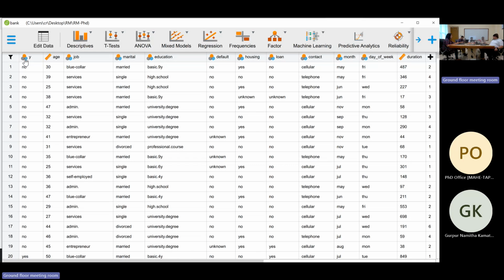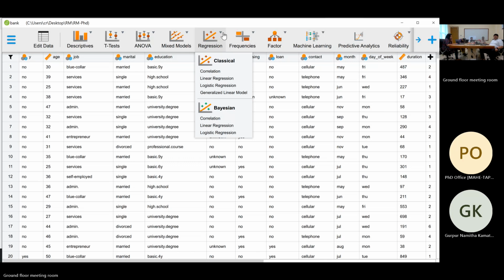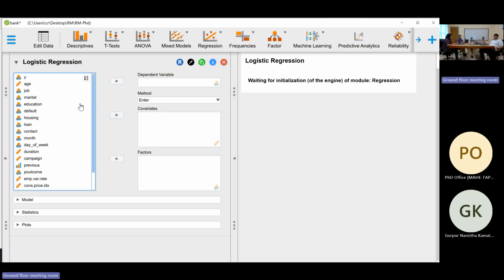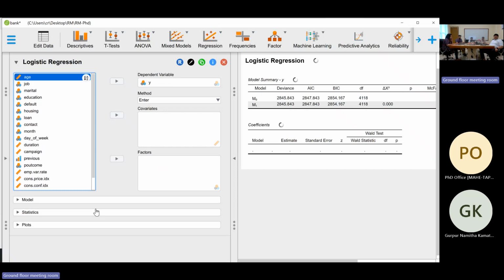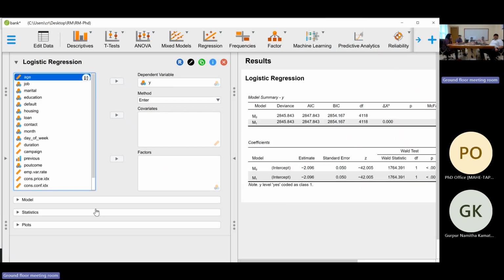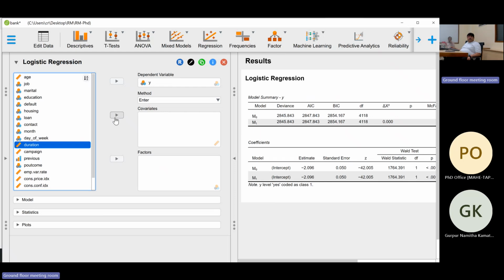What we can do is go to regression, logistic regression. I'll put y as my dependent variable. Now let me just take up these two variables, the duration which we discussed. Let's start with duration as the covariate.